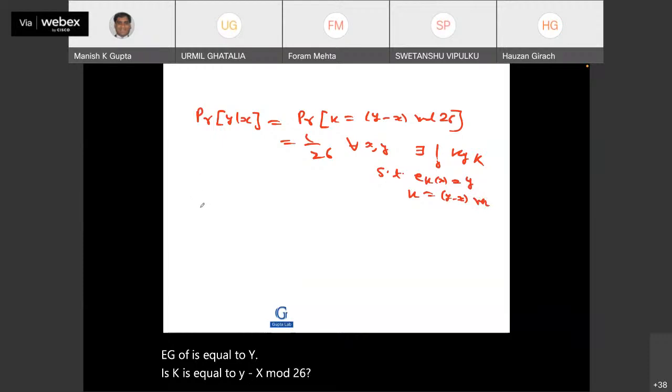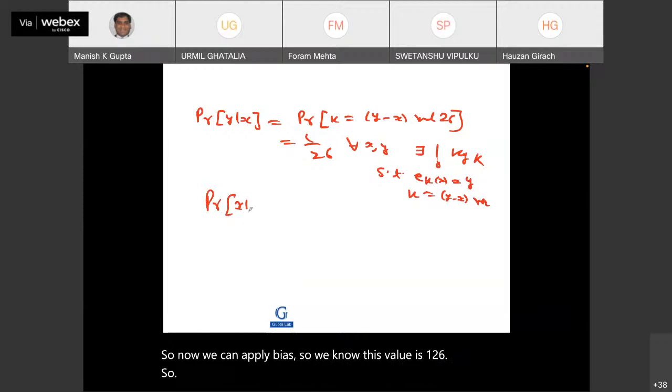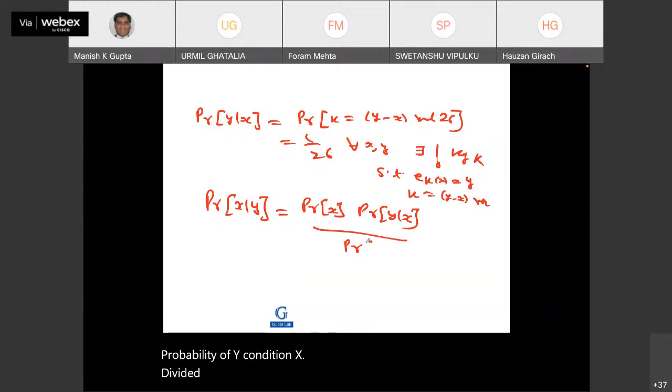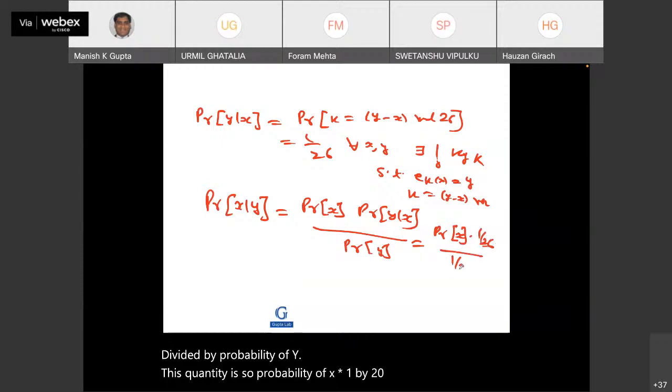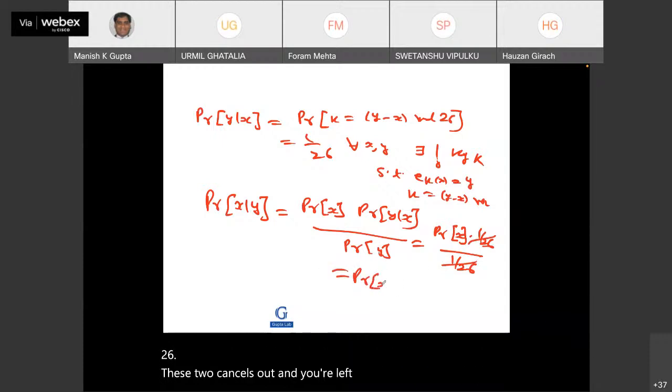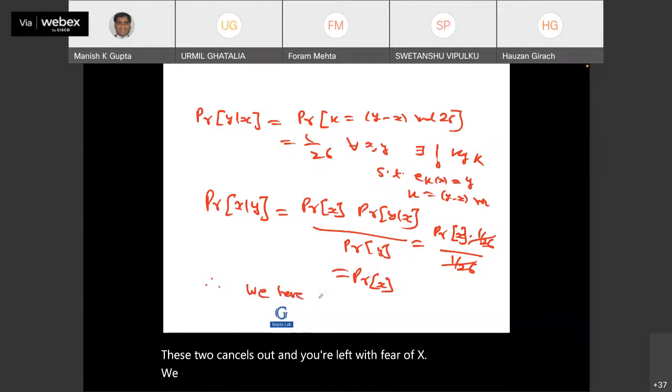So now we can apply Bayes' theorem. We know this value is 1 by 26. So the probability of x conditioned on y will be the probability of x times the probability of y conditioned on x, divided by the probability of y. This quantity is 1 by 26 and this quantity is 1 by 26. These two cancel out and you are left with the probability of x. Therefore, we have perfect secrecy.